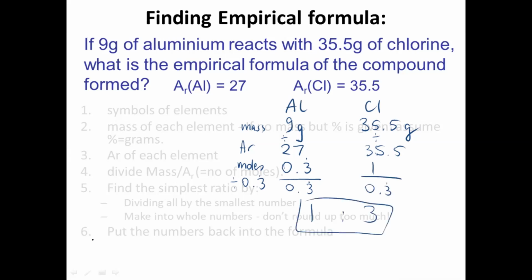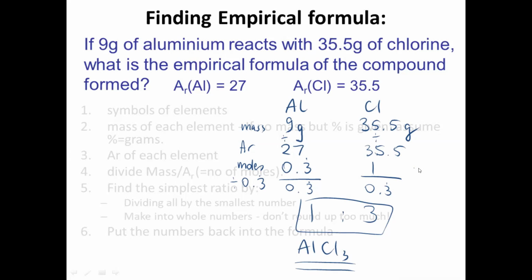But I can't forget the last step, which is to put the numbers back into the formula. So my Al is 1, and then Cl is 3, and this is my final answer. So this is the working out for this particular question.